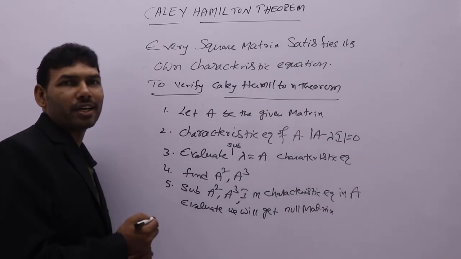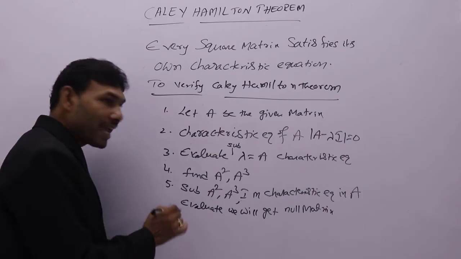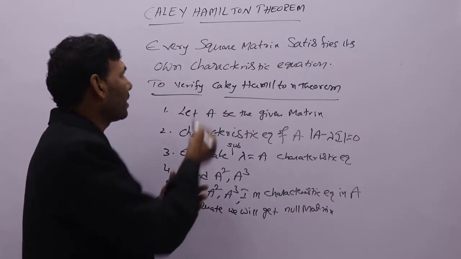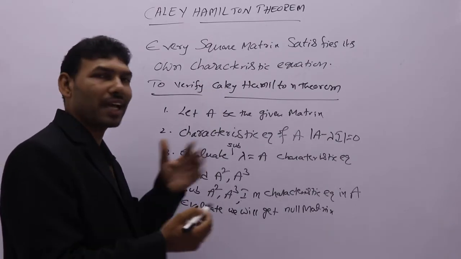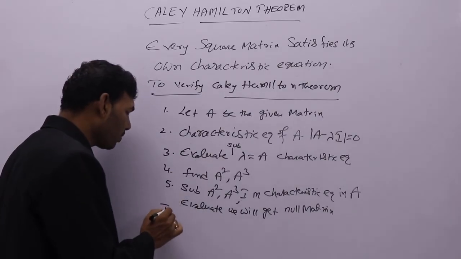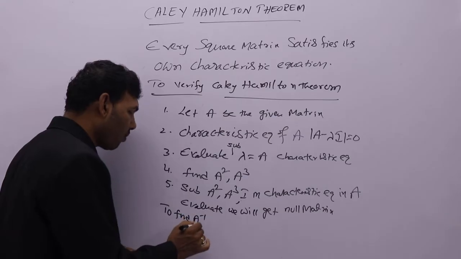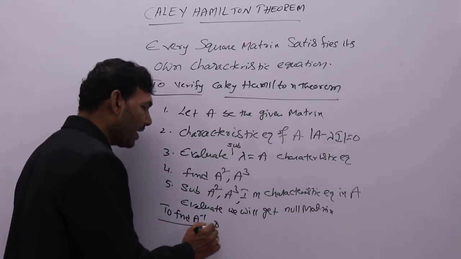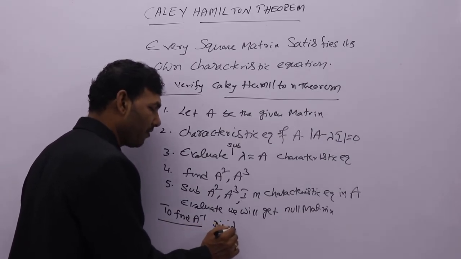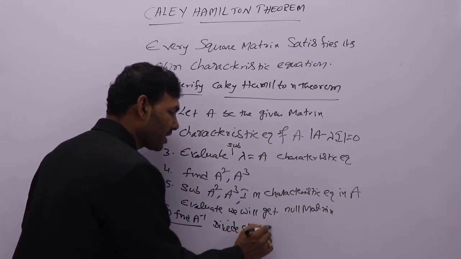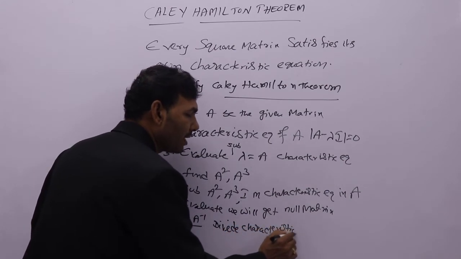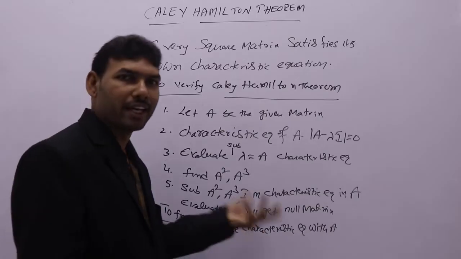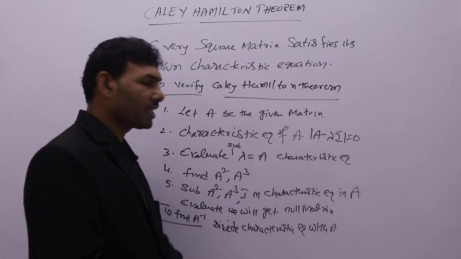Similarly, the most important application of Cayley-Hamilton theorem is finding A inverse and finding powers of A, that means A power 4, A power 5, A power 6 and so on. We can find them using Cayley-Hamilton theorem without calculating directly. That means without using the A inverse formula, one can easily find A inverse. To find A inverse, what do we need to do? Divide the characteristic equation with A, or multiply with A inverse, any one.